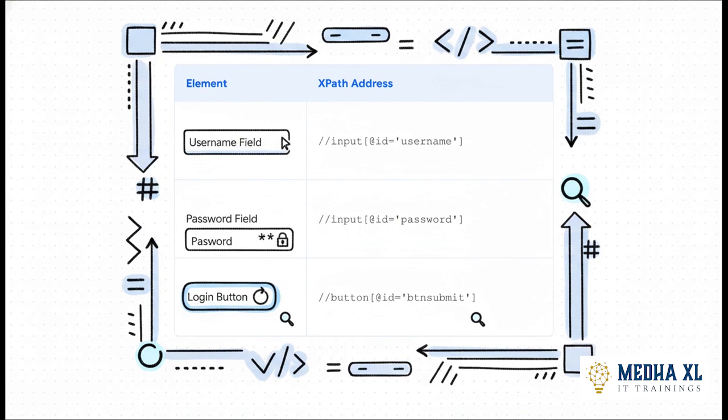So here's what that looks like in the wild on a typical login form. To find the username field, we're just saying, look for an input tag anywhere on the page where the ID attribute is exactly username. The same logic works perfectly for the password field. And for the login button, we're just targeting a button tag with the ID btn_submit. See, it's simple, it's precise, and it's incredibly powerful.